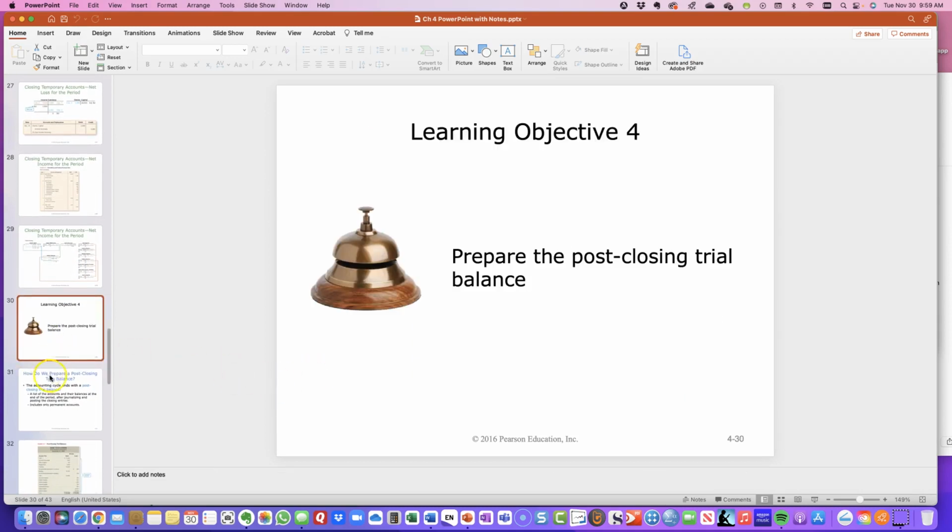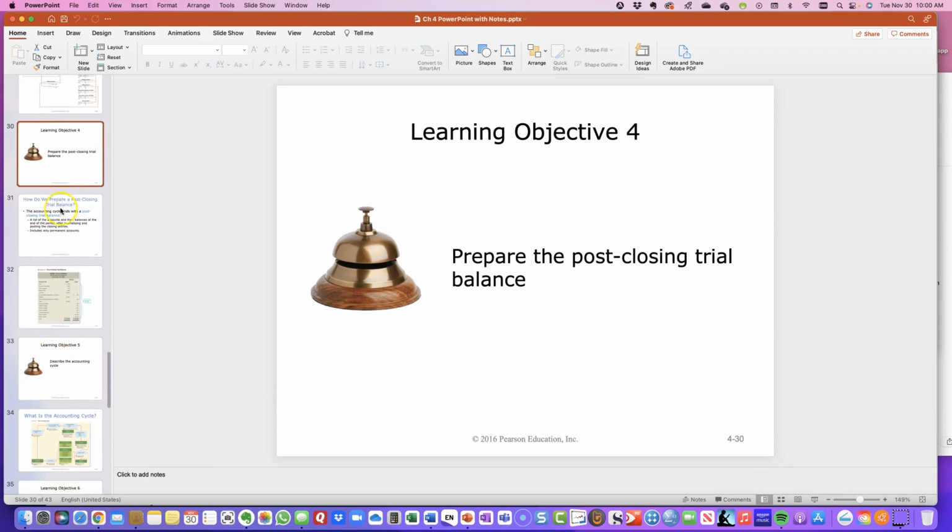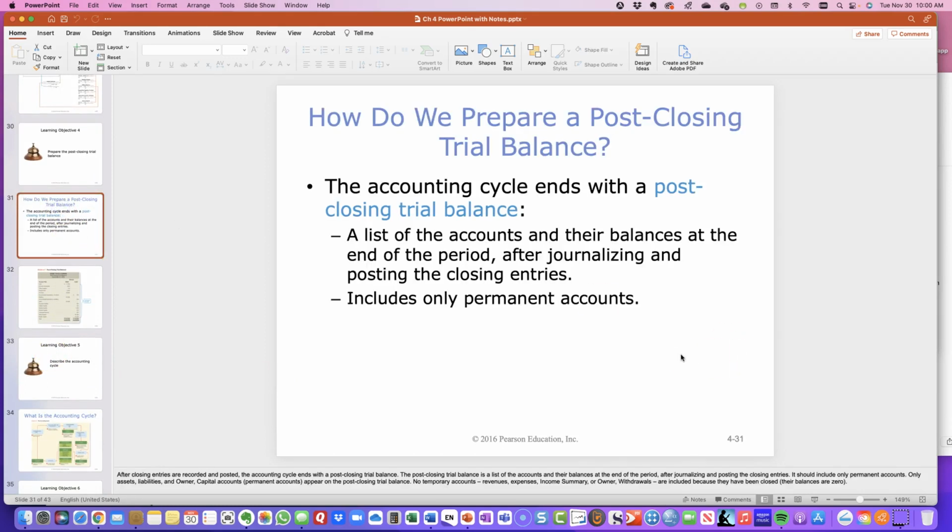Now let's prepare our post-closing trial balance. Basically, in the accounting cycle, the last step is to do our post-closing trial balance. This is a list of accounts and their balances at the end of the period, after we've done our closing entries. The key that tells you it's a post-closing trial balance is that there are only permanent accounts.